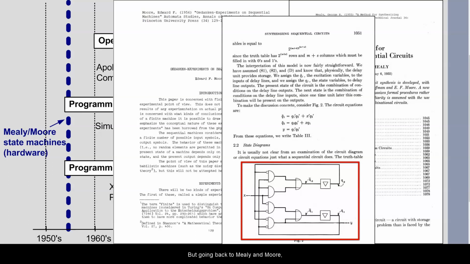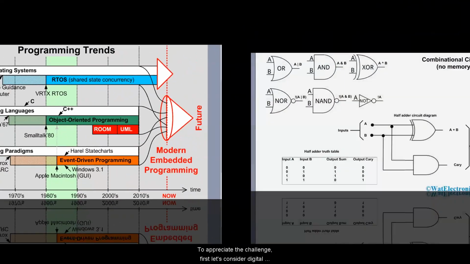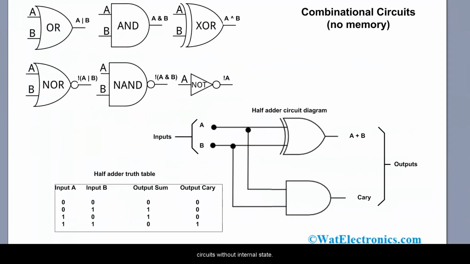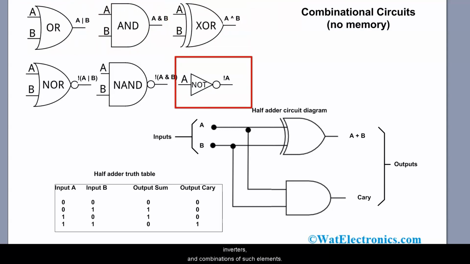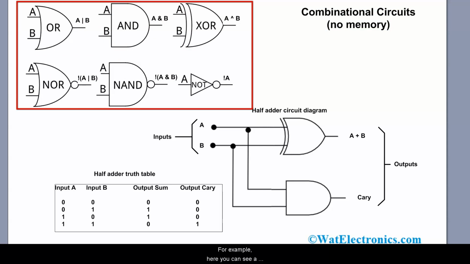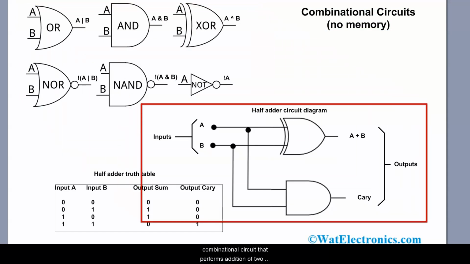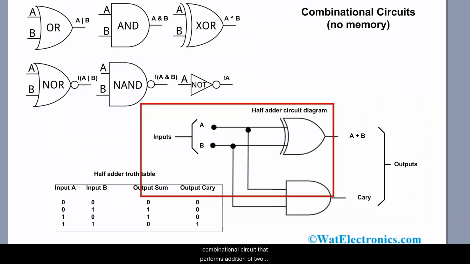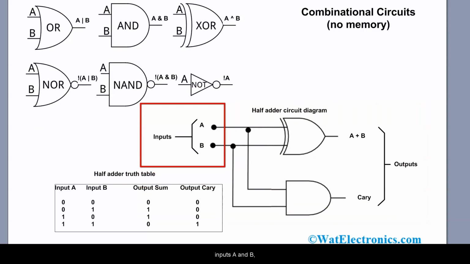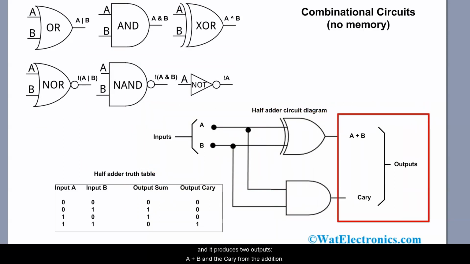But going back to Mealy and Moore, they were concerned with digital circuits that had internal memory or state of some kind. To appreciate the challenge, first let's consider digital circuits without internal state. Such circuits are called combinational, and examples include OR gates, AND gates, XOR gates, inverters, and combinations of such elements. For example, here you can see a combinational circuit that performs addition of two inputs A and B, and it produces two outputs, A plus B, and a carry from the addition.